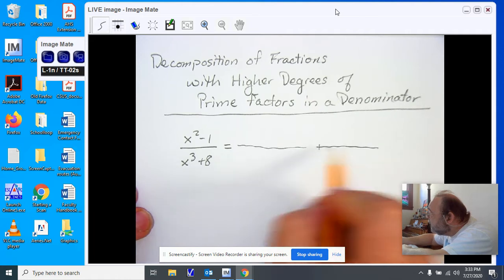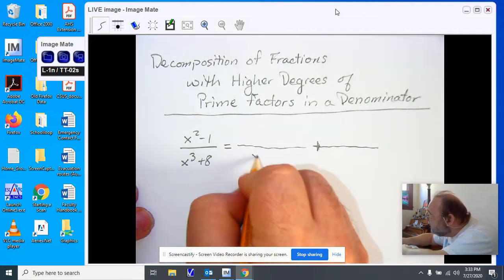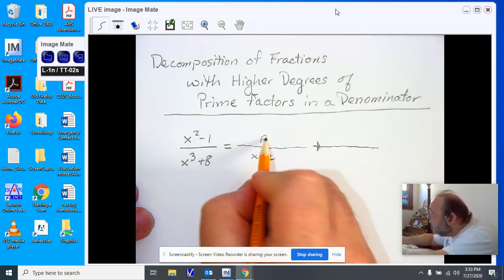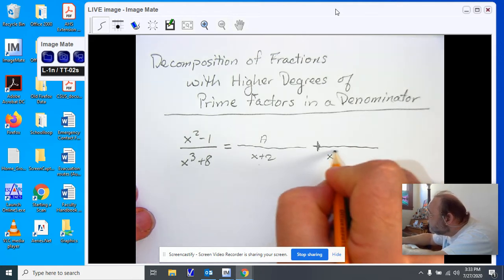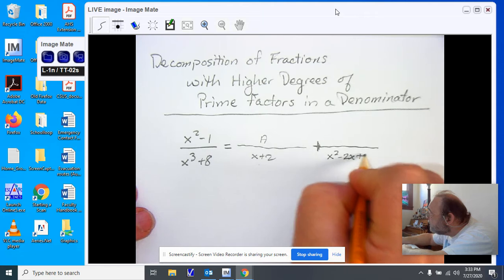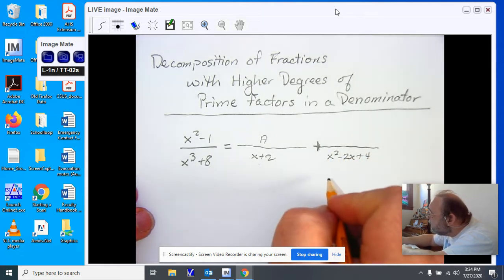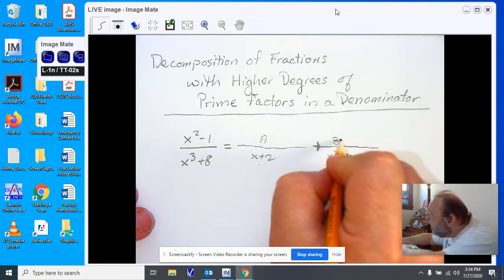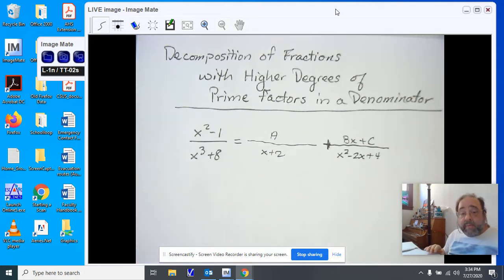So the first thing we want to do is make sure that we break this pattern up so that we have our x plus 2, and being a linear in the denominator will give us a constant in the numerator. And then we have the x squared minus 2x plus 4, and you'll notice that this prime factor in the denominator of the second fraction is now quadratic. That will force us to use bx plus c in the numerator. We're now going to follow our practice as we have been up to this point.